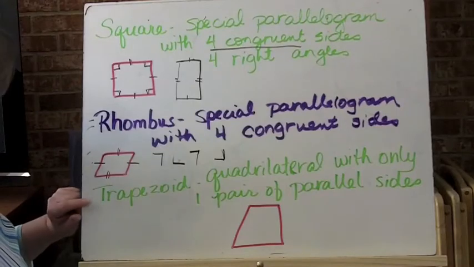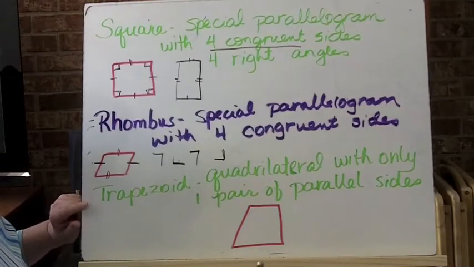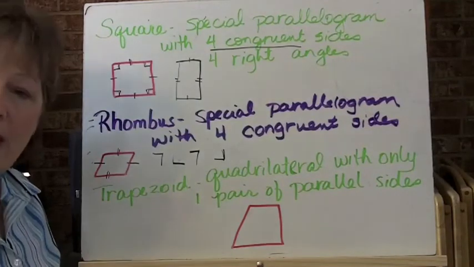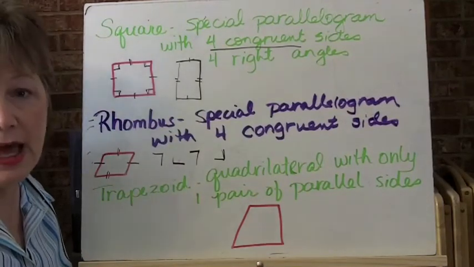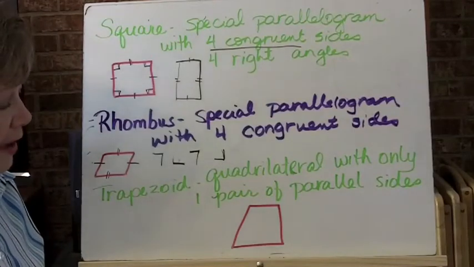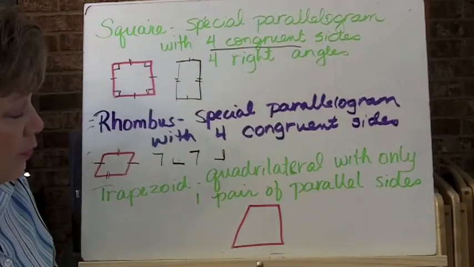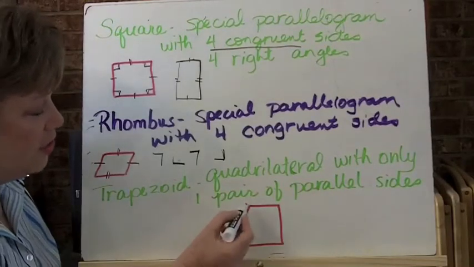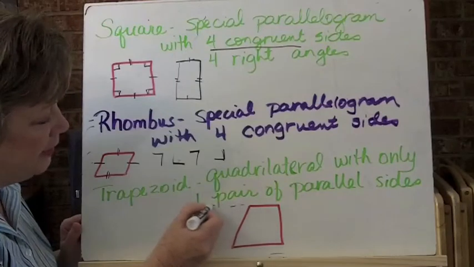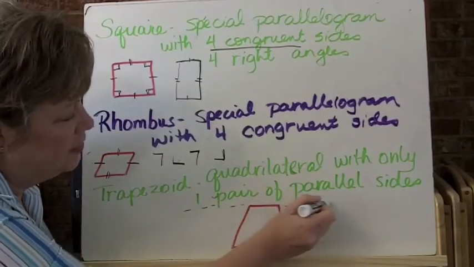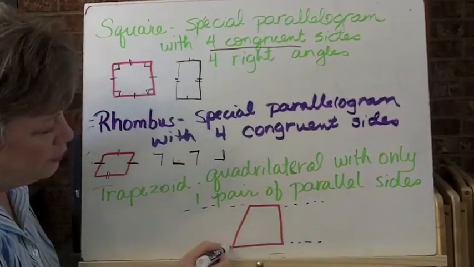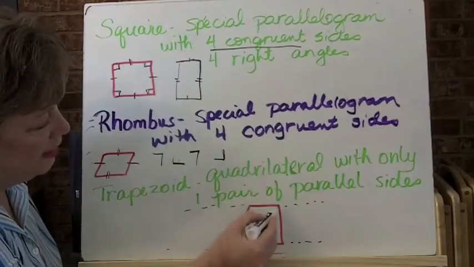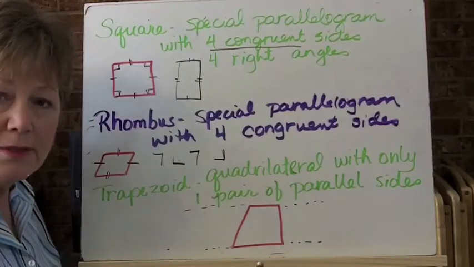And the last one I want you to have the definition of is a trapezoid. A trapezoid is simply a quadrilateral with only one pair of parallel sides. So if you stretch them out forever, only one set of sides would go on and not touch. These are the parallel sides. If you stretch these out forever this way, these would never touch. If I stretch this one out, going up at that angle, and that one, they're going to eventually cross.